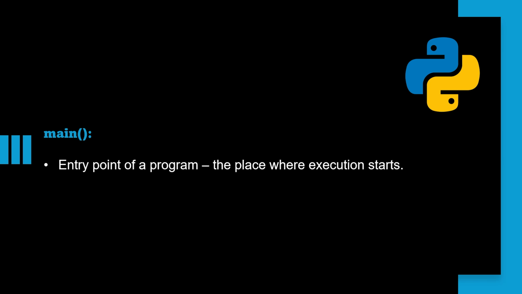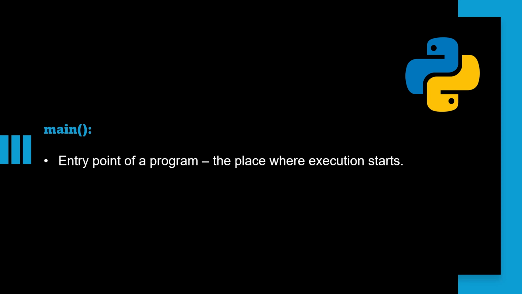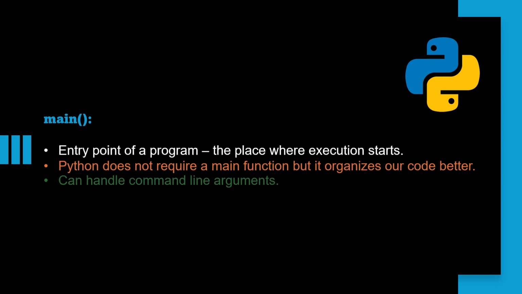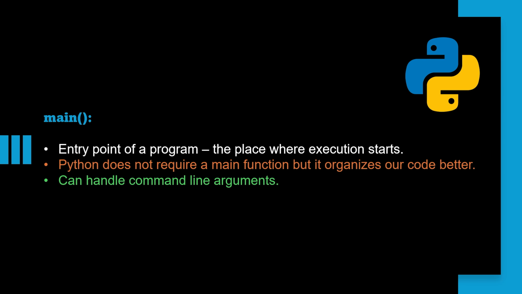The main function is actually the entry point of a program, the place where execution starts. In many programming languages like C or Java, the main function is the entry point of a program. Python does not require a main function because it executes scripts top to bottom, but we can create our own main function to organize our code better. Also, main functions can handle command line arguments. We will see that in detail in the next sections.